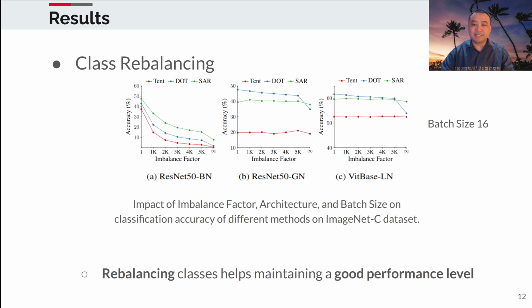For class rebalancing, what is noticeable is that ResNet 50 with batch norm has difficulties to maintain a good performance level when the data become very unbalanced, even when using class rebalancing methods. Using a batch-agnostic normalization layer combined with a class rebalancing method yields the best and most stable performances. What we can also observe is that DELTA is performing better than SAR when the imbalance factor is low or average, but shows its limits when the imbalance is too strong.